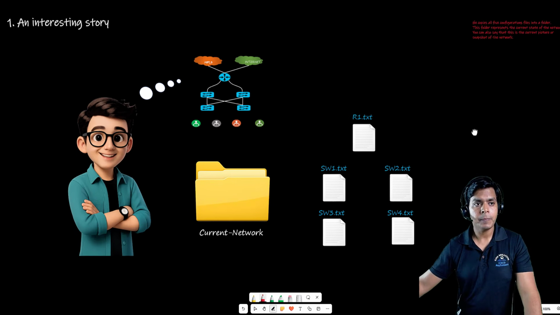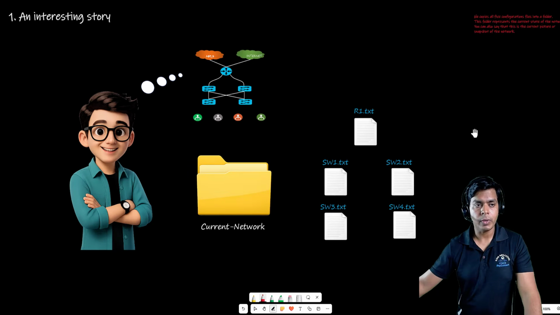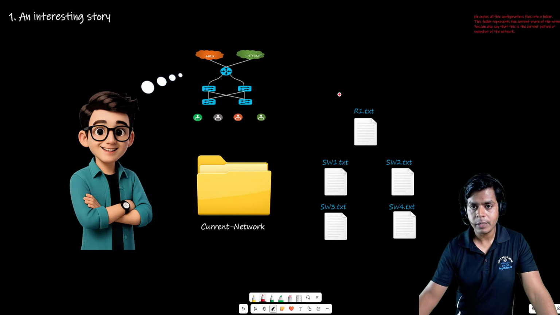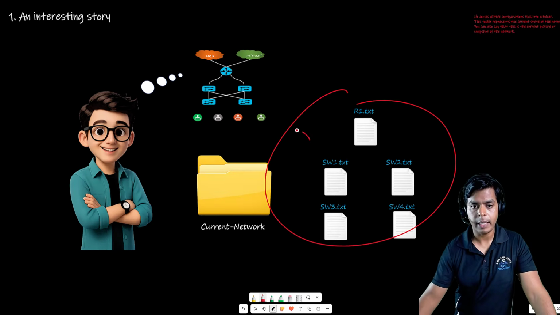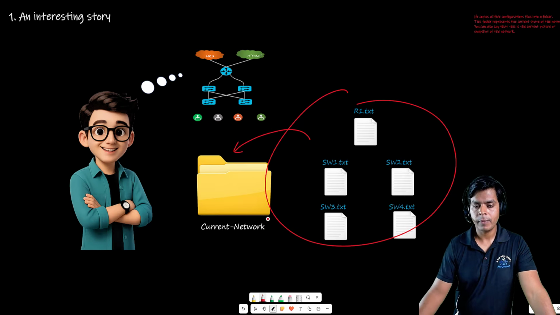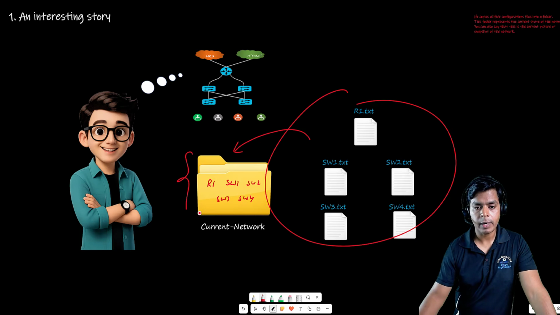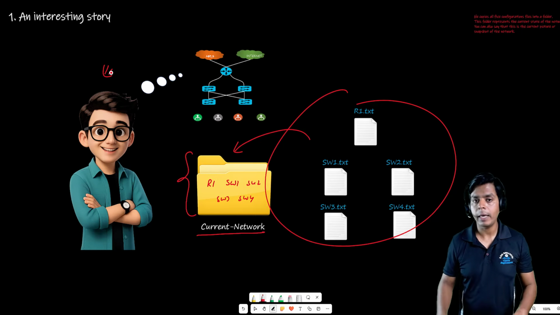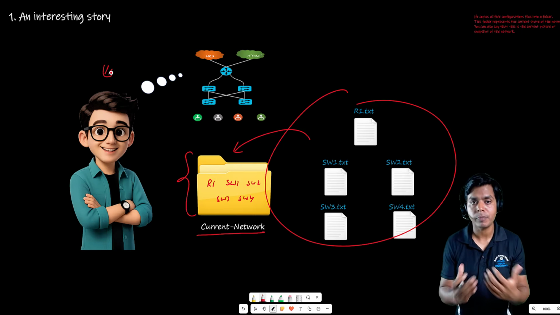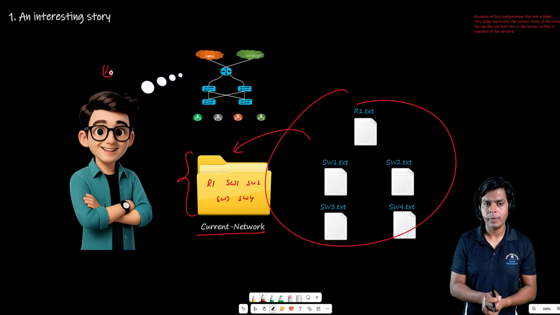He's saying, I will be storing all these 5 files into this folder. All these 5 files means R1, switch 1, switch 2, switch 3, switch 4. And I will name this folder current network. Mr. Rahul is very happy that he has everything. He has the backup of his complete network.